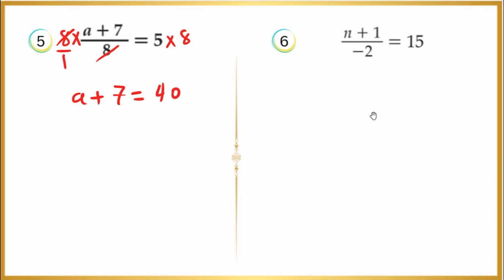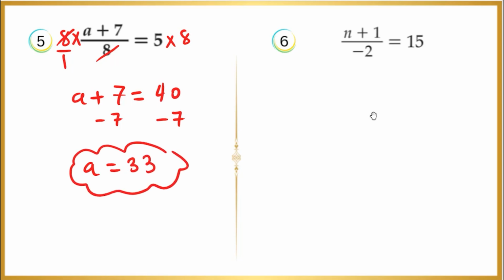Now, how can we cancel plus 7? We can do minus 7, then a equals 40 minus 7, which is 33. Like we said, you can check your answer by substitution. 33 plus 7 is 40. 40 divided by 8 equals 5, then your answer is correct.